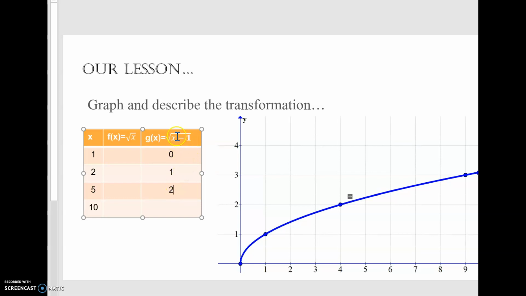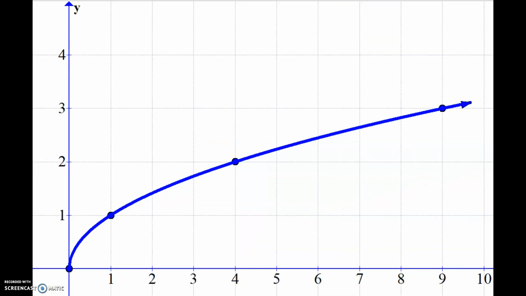And then here 10 minus 1 is 9, and the square root of 9 is 3. So to plot or to graph this, I will be using these as my x coordinates, and this would be my y coordinates. Starting again with our parent functions, I will plot those x and y coordinates from the previous table of values. We got 1 and 0, 2 and 1, 5 and 2, and then 10 and 3.